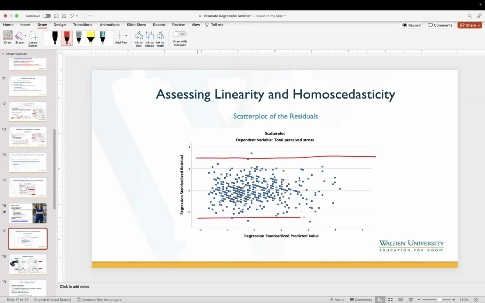You see how everything kind of fits in this pattern here? Kind of going from left to right, evenly dispersed. The residuals kind of evenly dispersed like that indicate that we haven't violated linearity and homoscedasticity. It just tells me that by visually looking at it.